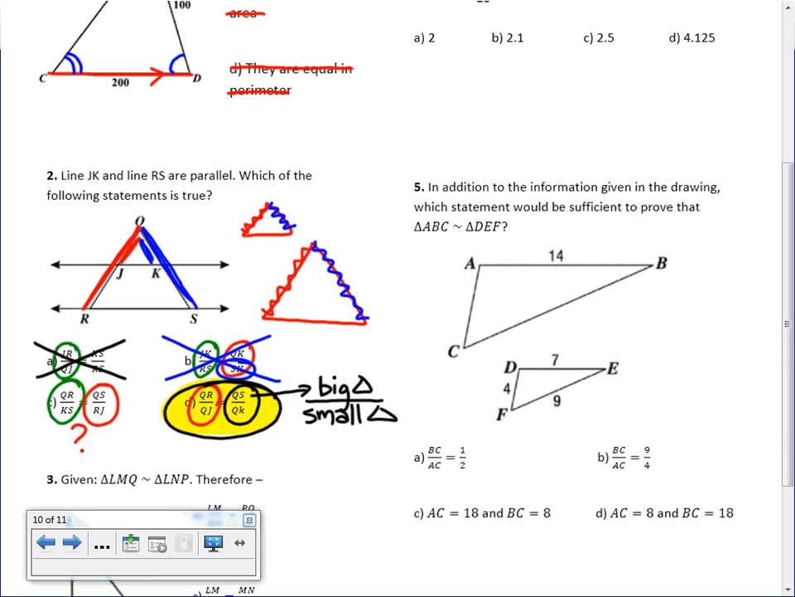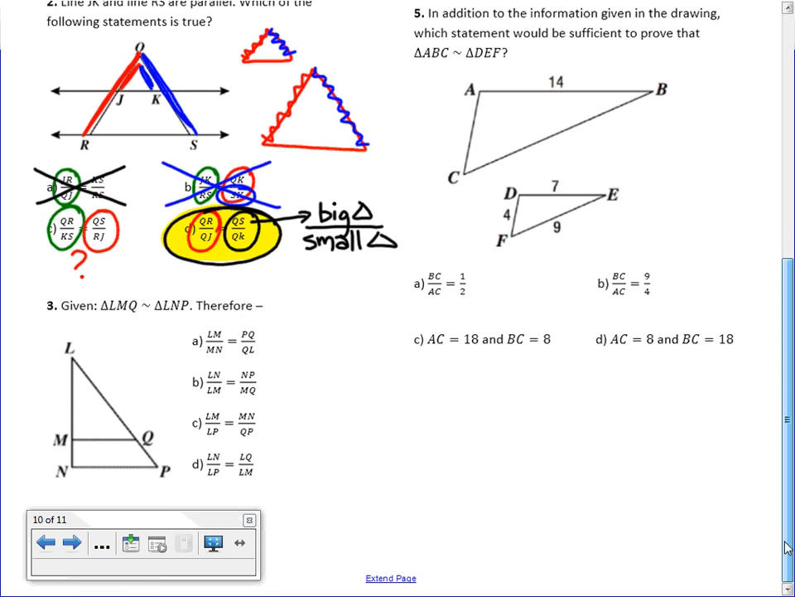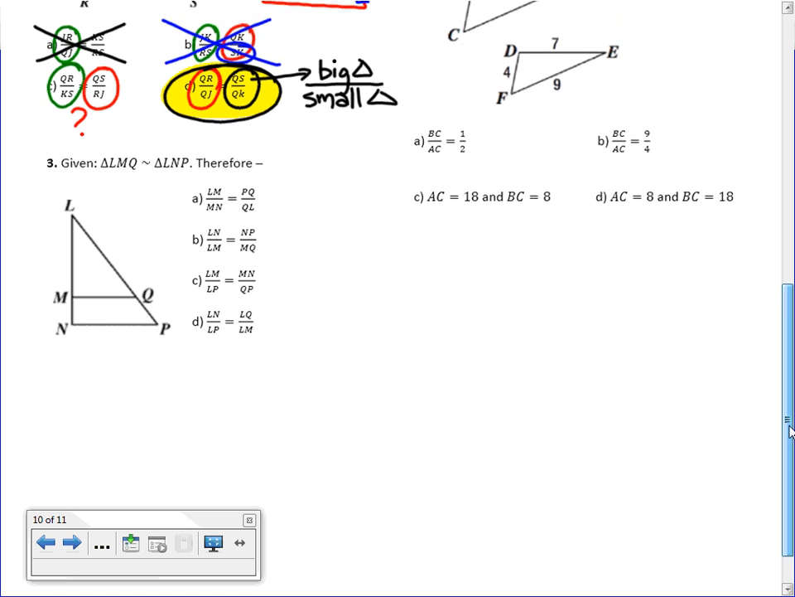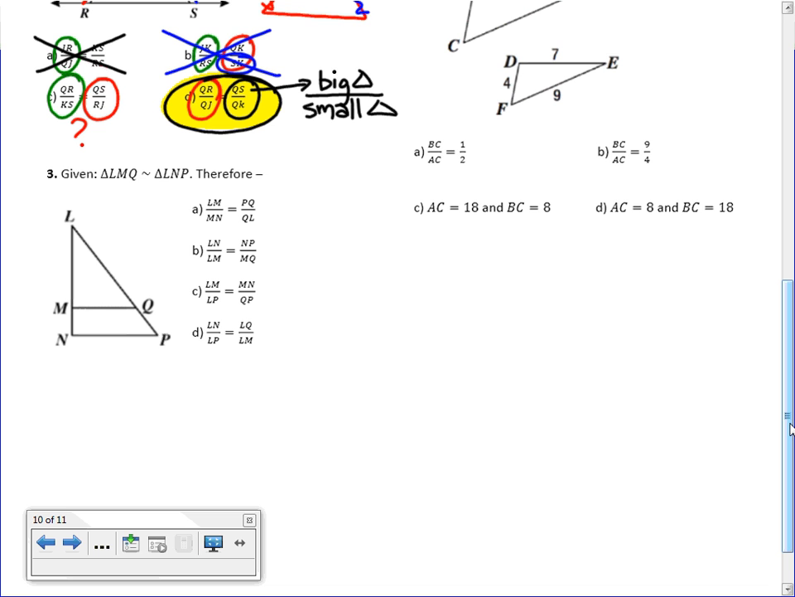Moving on. Number 3. Given triangle LMQ similar to LNP. Okay, we've got a triangle and a triangle here again. So I'm going to trace that out. So there's LMQ.